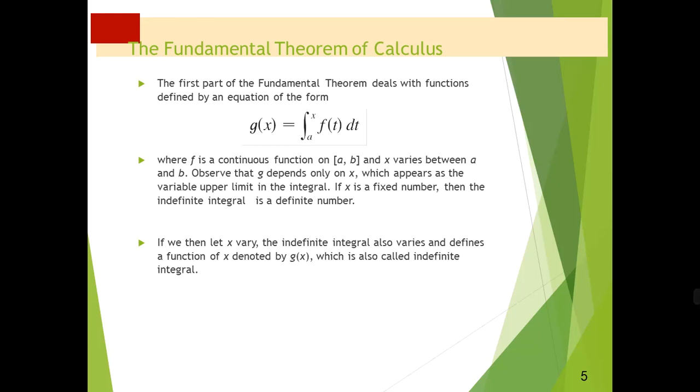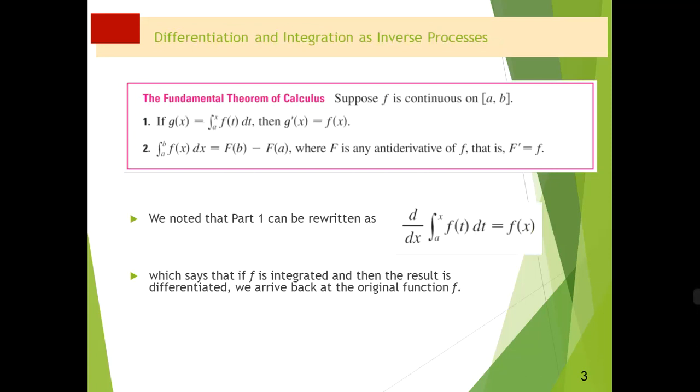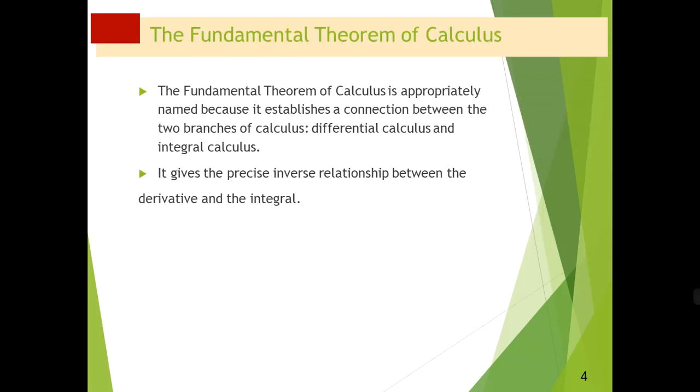Now let's go to the detail about the first part of FTC. You can see here g(x). g(x) actually is a function of x. That is, when x is fixed, then g(x) is a definite number. When x varies, g(x) also varies. g(x) is called an indefinite integral by many others. So g(x) is an indefinite integral. Now, you may ask me how we can prove the first part of FTC.